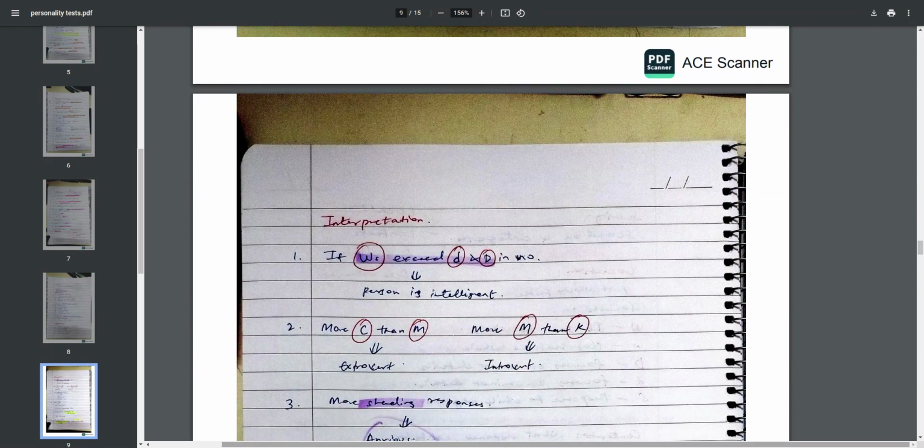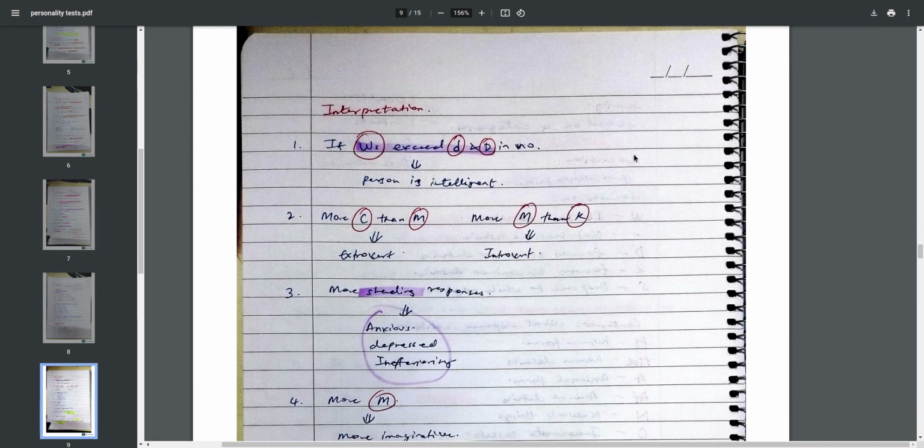Okay, now interpretation. If the number of uppercase W's, which show that the ink blot is perceived as a whole, exceeds the capital and the small d, the person is known to be intelligent. So they are able to look at everything as a whole. They are able to synthesize.